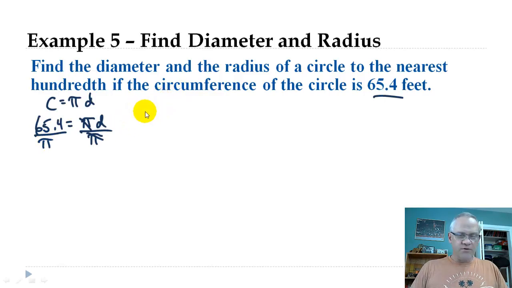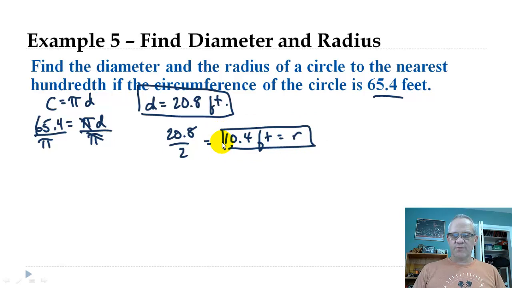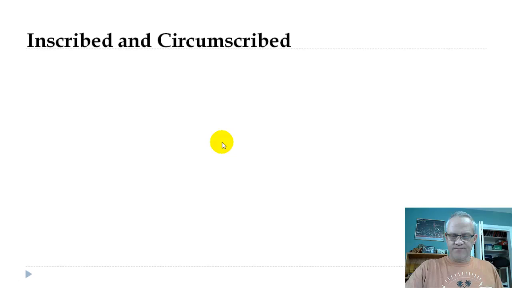And so what I've got here then is that the diameter would be approximately 20.8 feet. Since we're also trying to find the radius, remember that's just going to be half of this. So if that's my diameter, then I just do 20.8 divided by 2, and that'll give me 10.4 feet for the radius. Okay, pretty simple, except for getting the calculator to work correctly.